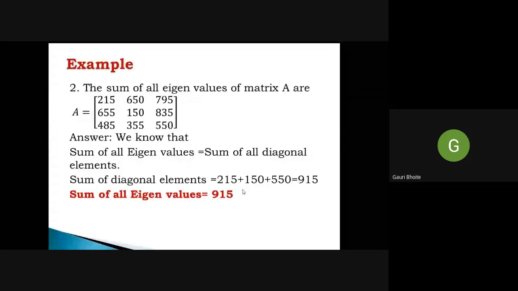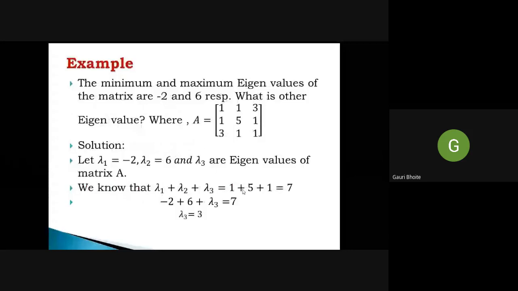Next example. The maximum and minimum eigenvalues of a matrix are: minimum is -2 and maximum is 6. What is the other eigenvalue of the matrix A, which is given as 1 1 3, 1 5 1, 3 1 1?